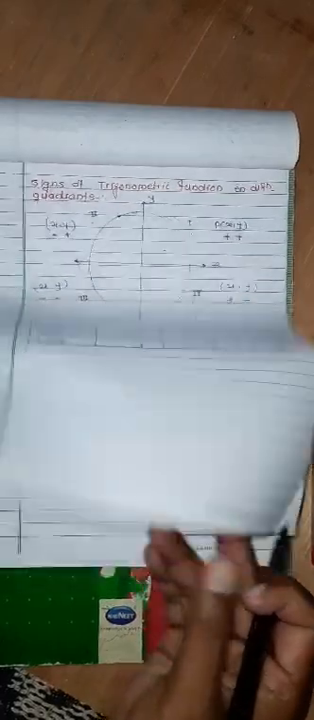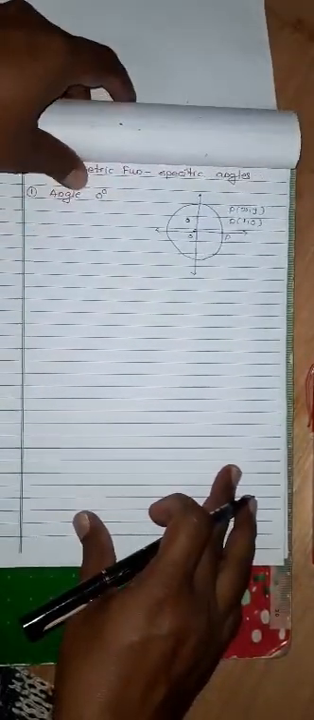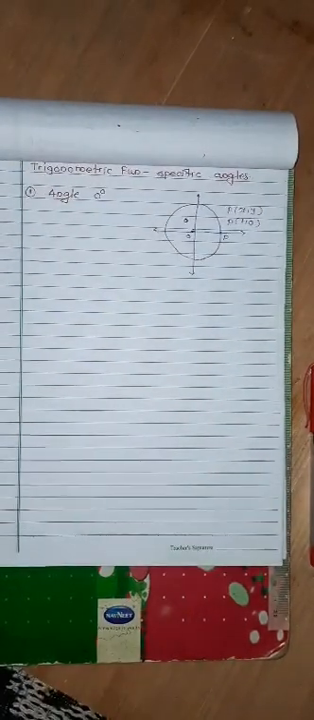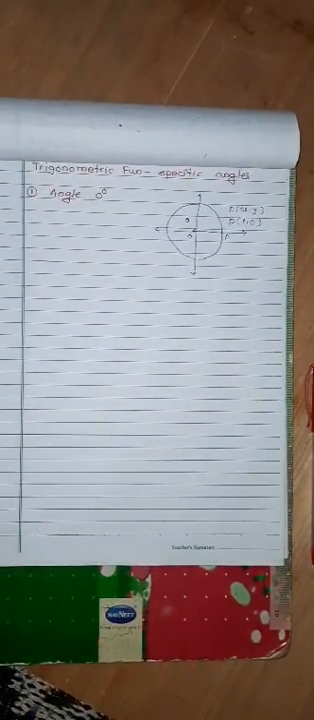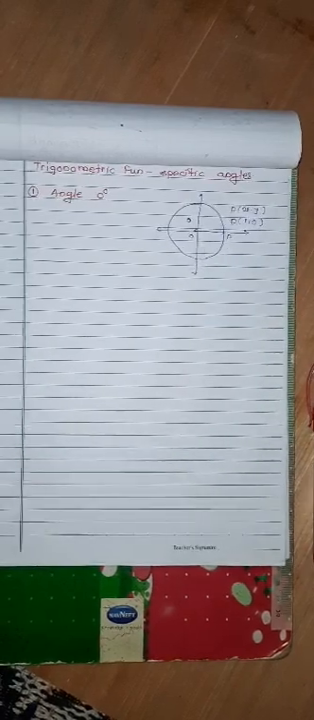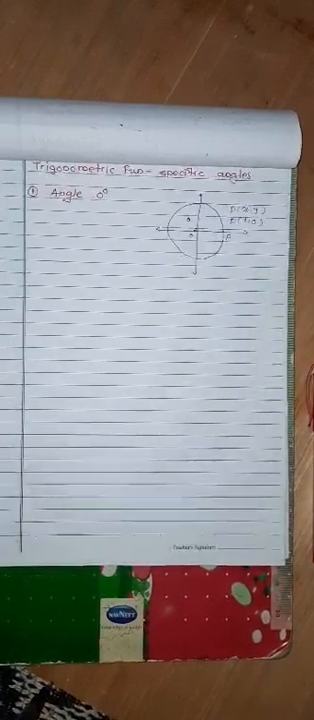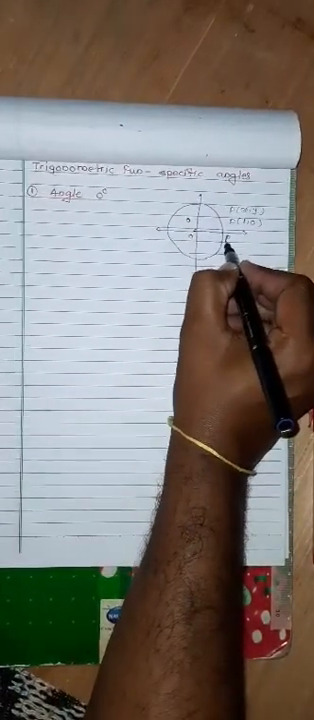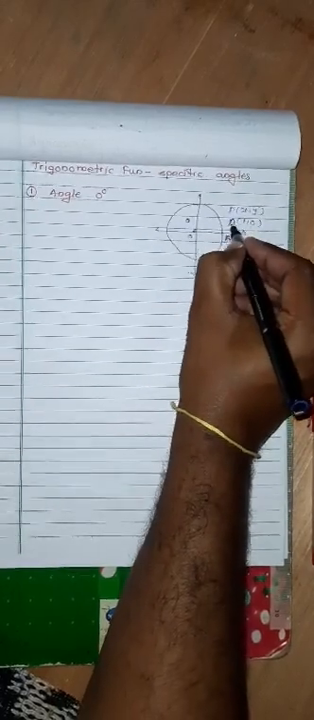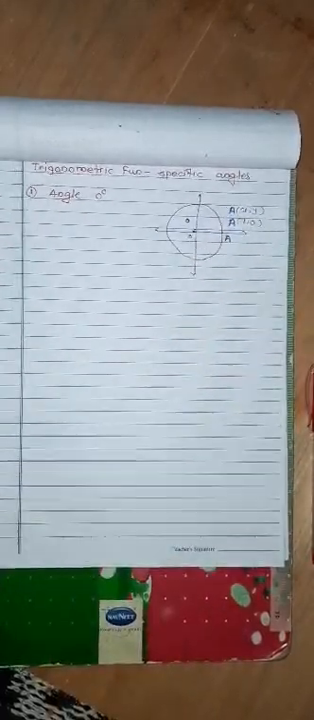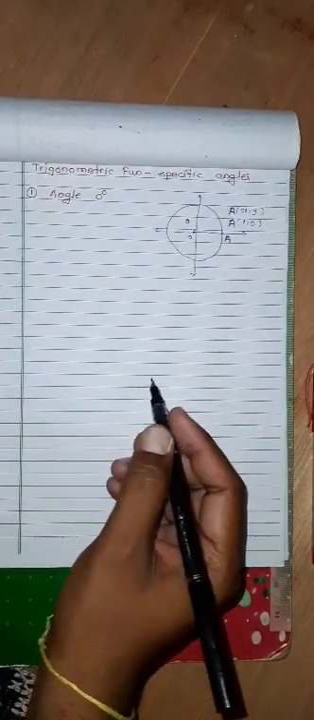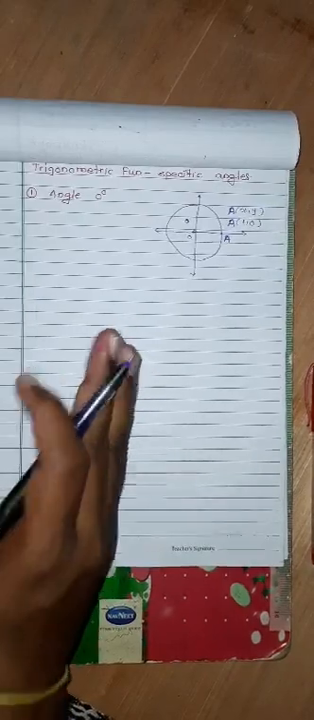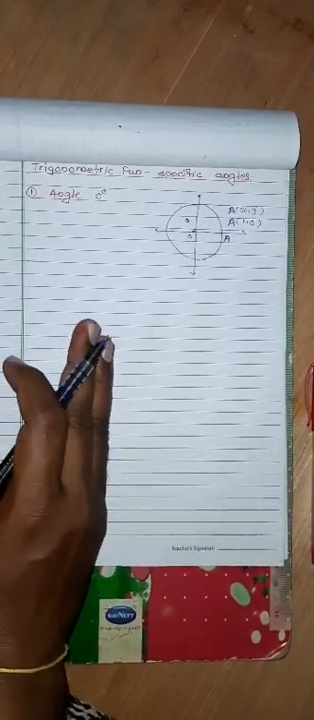Now after that we have to discuss the trigonometric functions of specific angles. Suppose we take a point here instead of P. Suppose we take a trigonometric specific angle.